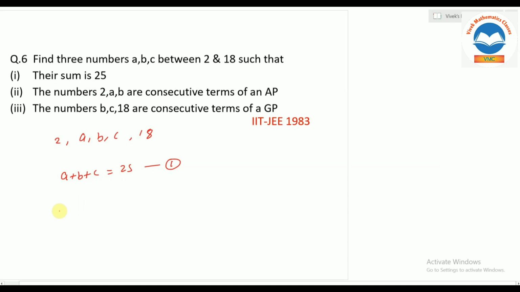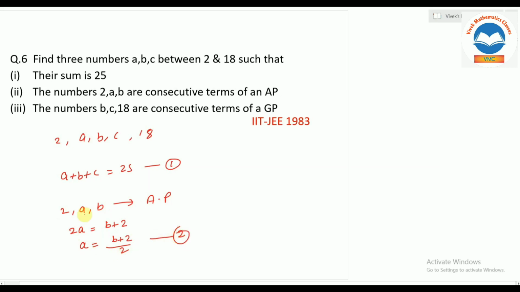Second thing, A, B are in AP, consecutive terms of AP. So what can we write? 2A will be equal to B plus 2. So it means A will be B plus 2 by 2. This will be our equation number 2.